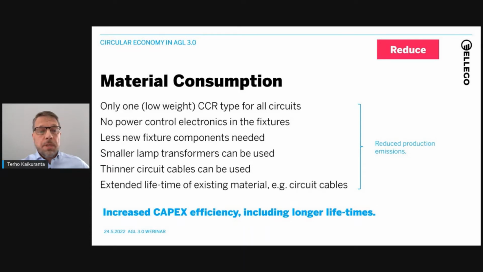And it also happens that cable wearing is not so intense when using AGL 3.0. So it means that the lifetime of the cabling will be longer. So it's also a reduction, since you can reduce the cable consumption. And of course, this kind of material consumption reduction is mostly related to the manufacturing phase of the products and components. But overall, this will increase the CapEx efficiency and also offers very long lifetimes.